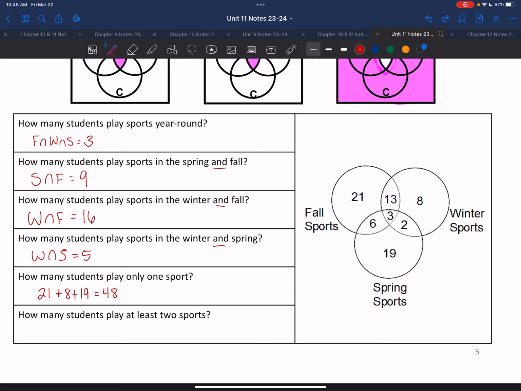So I've got 13, that's fall and winter. 6 is fall and spring. 2 is spring and winter. And then 3 is all 3 of them. So for this one, I have 13 plus 3 plus 6 plus 2. So that's 9, 10, 11. That's going to be 24.